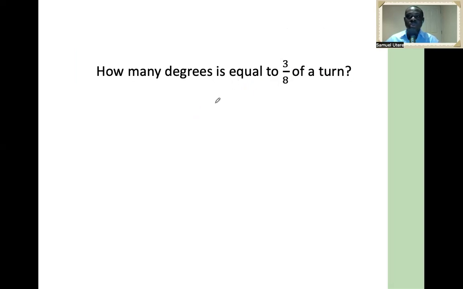Well, before I explain using the bar model, do you remember when we did fraction of amount? So if I write 3/8 of a turn, where a full turn is 360 degrees, it's like saying 3/8 of 360 degrees. And do you remember in our lesson when we worked with fraction of amount? We divide by the denominator and we multiply by the numerator. So this will be 360, which you can do in your calculator, divided by 8. And whatever you get, you're going to have to multiply that by 3.